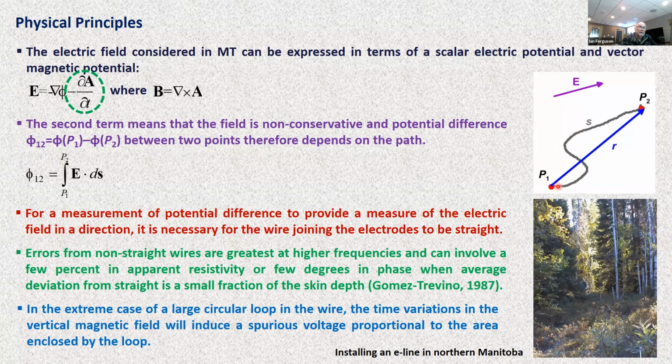What are the errors associated with this requirement? As indicated here, the errors could rise to a few percent in apparent resistivity or a few degrees in phase if the average deviation from a straight line is a small fraction of the skin depth. So as a result, these errors are going to be highest at the higher frequencies. Of course, in the extreme case, if we have excess wire and we use it to form a large circular loop on the ground, the time variations of the vertical magnetic field will induce a spurious voltage in the loop that's proportional to the area of it. So if we ever have excess wire, we should fold it back along the line of the measurement that's being taken.